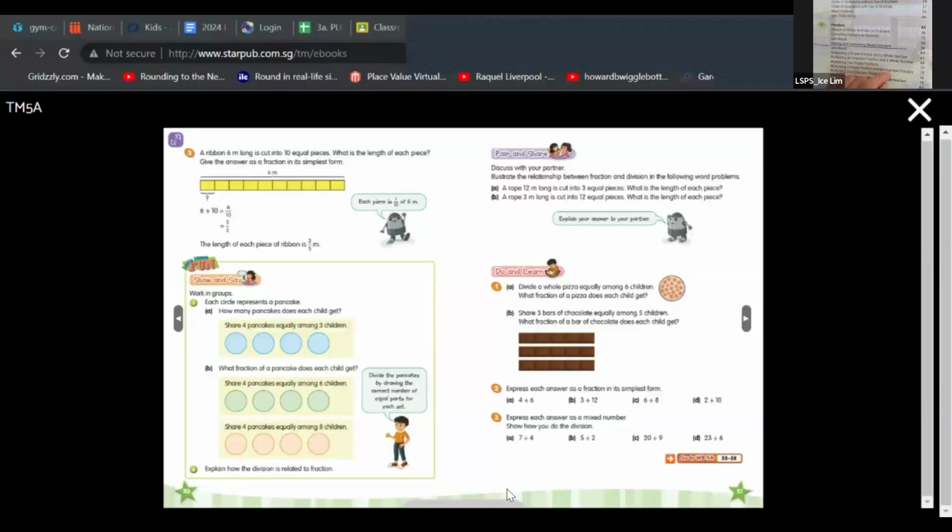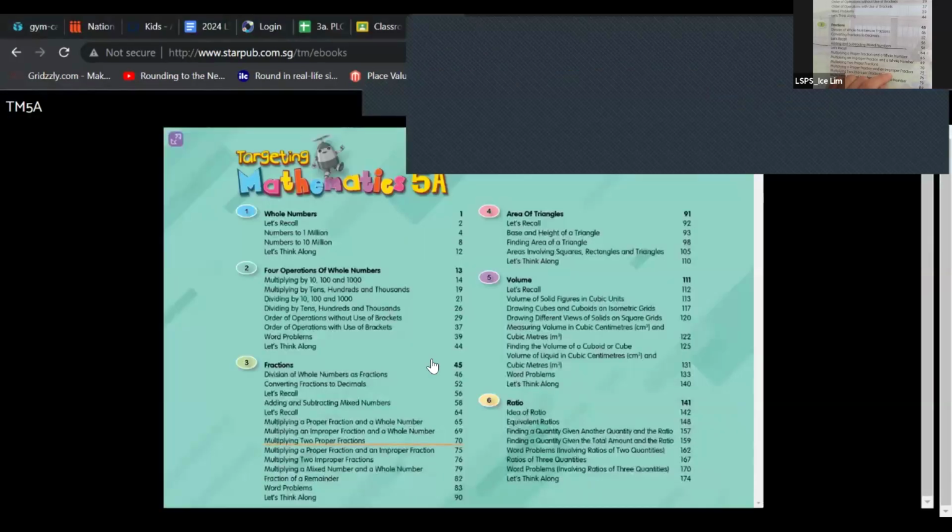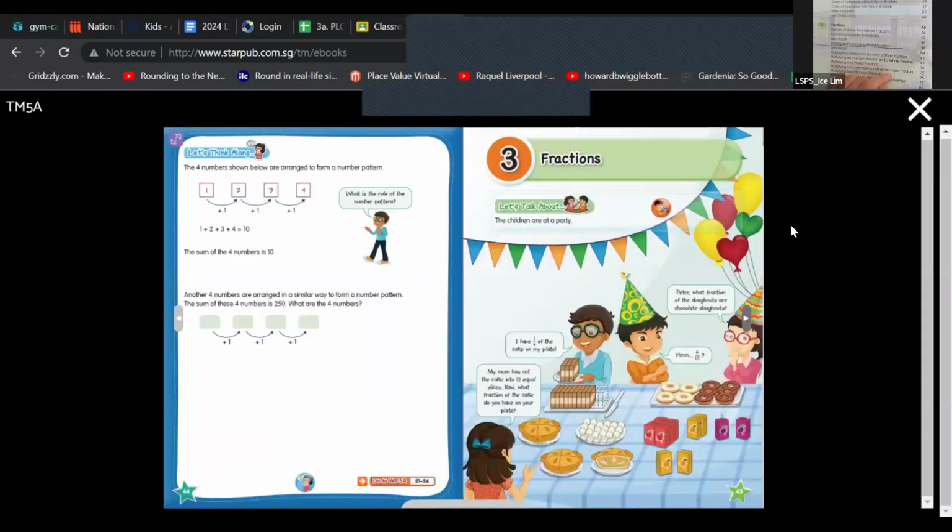So this is the one on page 50 of the book. And then at the front, actually, there is this story.